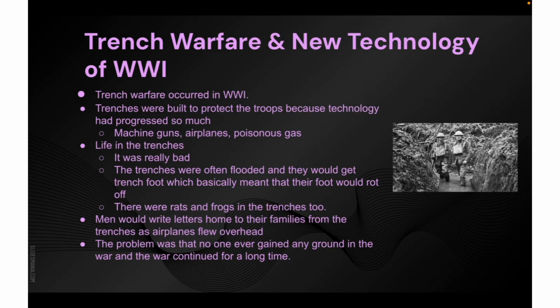The life in the trenches was also really bad. It often flooded, and you could get trench foot, which basically meant that your foot would rot off of your leg. There were rats and frogs in the trenches. It was just really dirty and gross. While in the trenches, it was also really boring. Men would write letters home to their families from the trenches, and sometimes, they would hear the airplanes flying overhead, and it was loud and just really, really bad environment. The problem was that no one ever gained any ground in war, and the war continued for a really, really long time. All right, you've got that written. We're going on to the next slide. So that's the first example that I want you to remember.